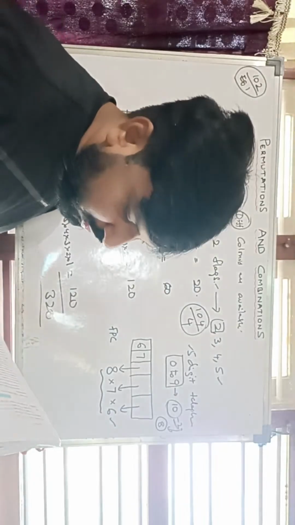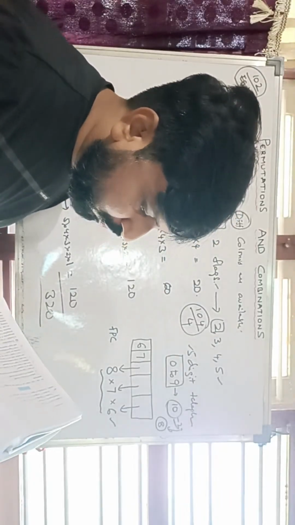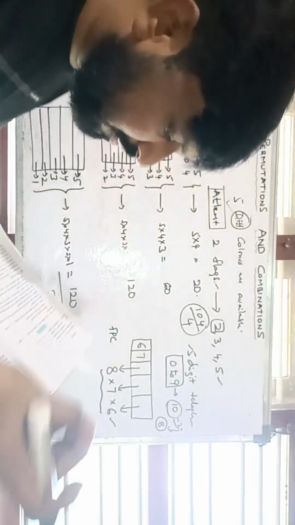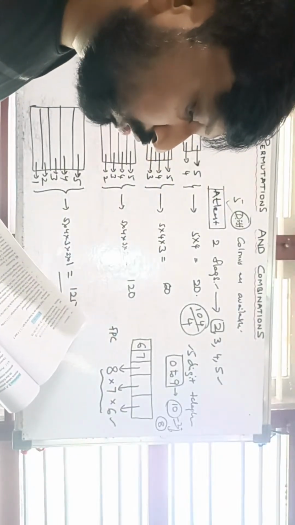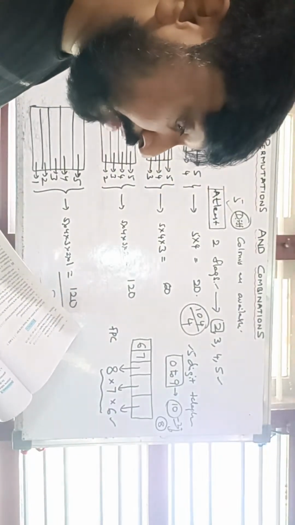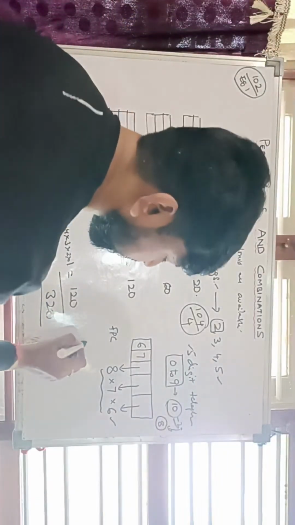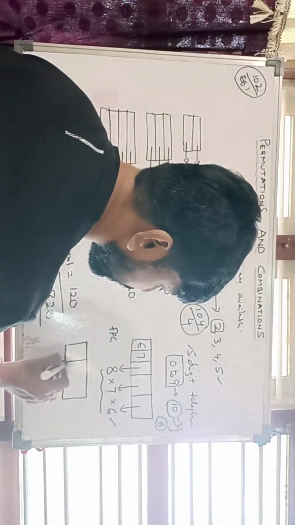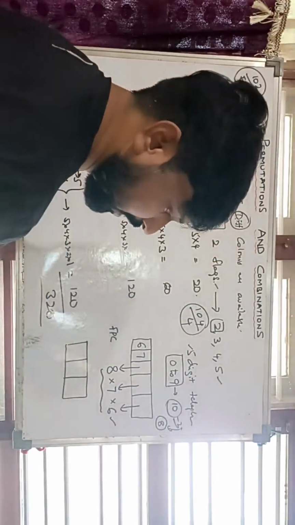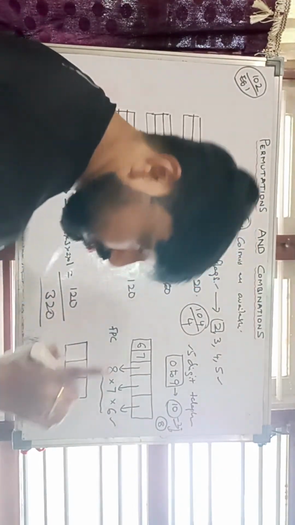So friends, I want to discuss one more question in this. It is given: how many 3-digit even numbers can be formed from the digits 1, 2, 3, 4, 5, 6 if the digits can be repeated? I hope you can do this very easily. How many 3-digit even numbers are they asking? 3-digit even numbers means you are going to create 3 boxes.